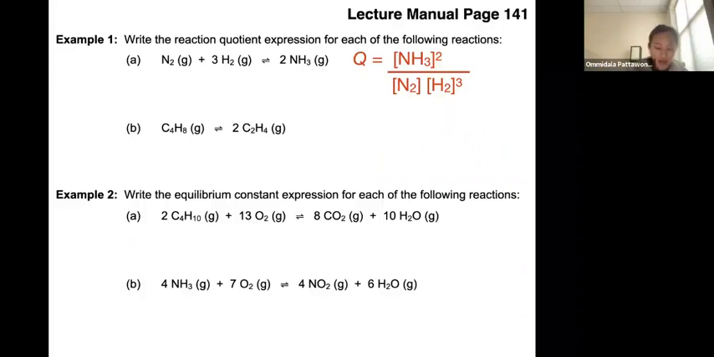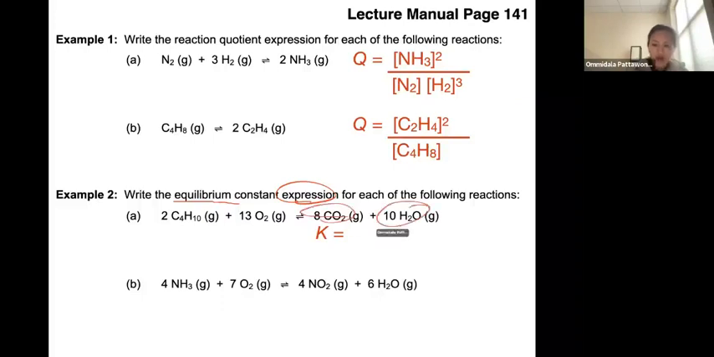All right, let's check your answer together. The answer for B would be Q equal to products squared, divided by reactants concentration. Now, example 2. This one is asking you to find the equilibrium constant expression, so this one is going to be K, not Q. Q is the reaction quotient, K is the equilibrium constant.